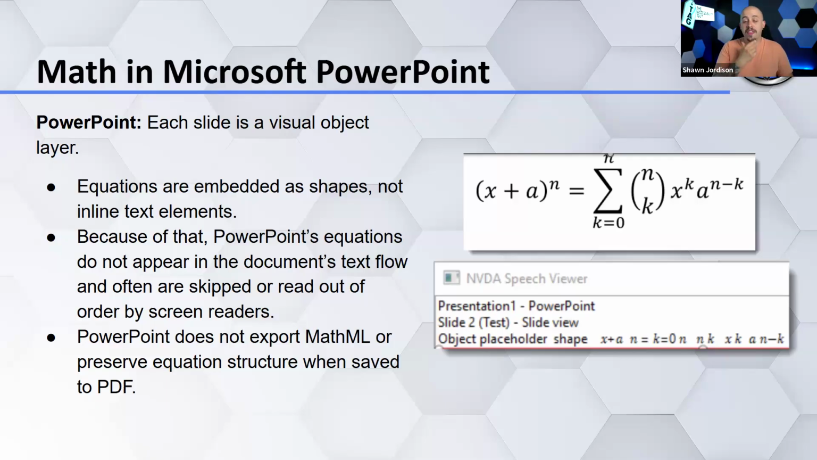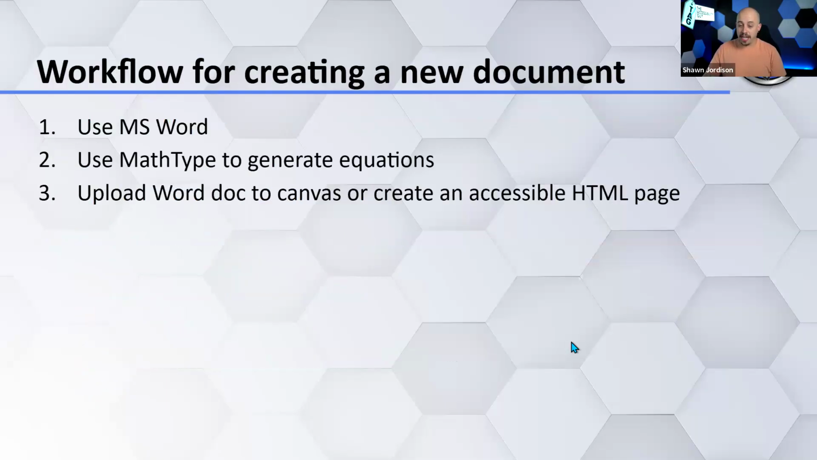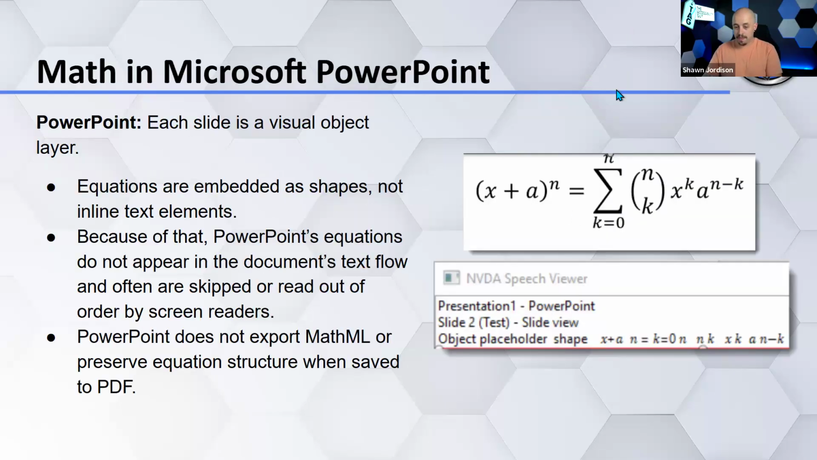I have a screenshot on this slide, which represents an equation that I could never tell you what it is. However, I launched my screen reader, and we actually have something called a speech viewer in the screen reader. So we have the equation on top, and I hovered my mouse over that equation while in PowerPoint. And what it read to me was object placeholder shape, x plus a, n equals k, equals 0, n, nk, xk, a, n minus k. It did not give me any of the power info or the semantic structure of the equation itself.